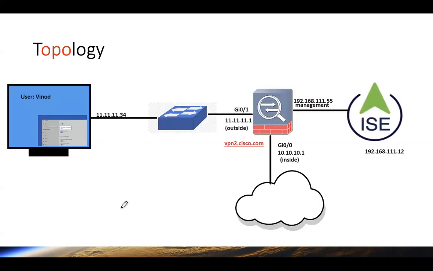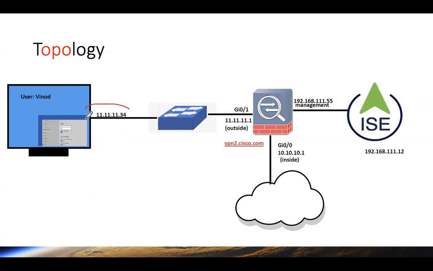This will be the topology we'll be using. In this topology, I have an end machine where the user is Vinod. We'll be using Windows-based VPN client, not Cisco AnyConnect. It will be Windows-based VPN client that is trying to connect over the VPN using EAP TLS IKEv2.